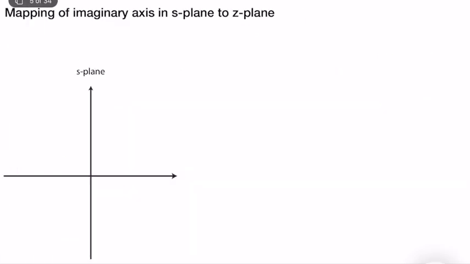Now let's try to map the imaginary axis in the S plane to the Z plane, which is more tricky, as you can see in the derivations. So s is equal to j omega. We know that omega is a real number. We have the positive j omega axis and the negative j omega axis. Okay, so this is like this.